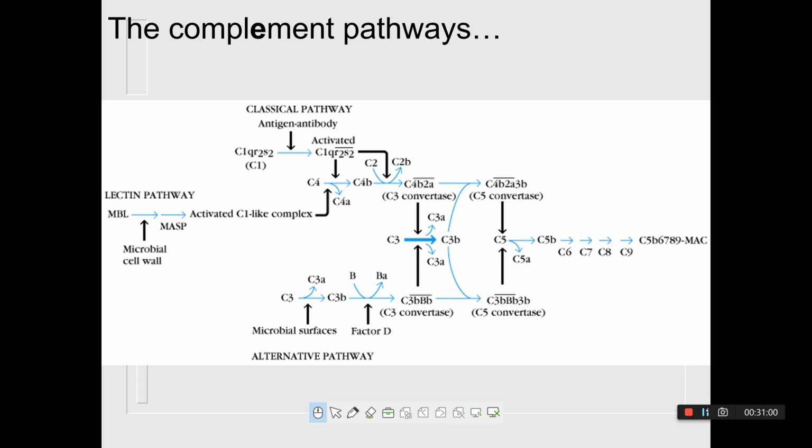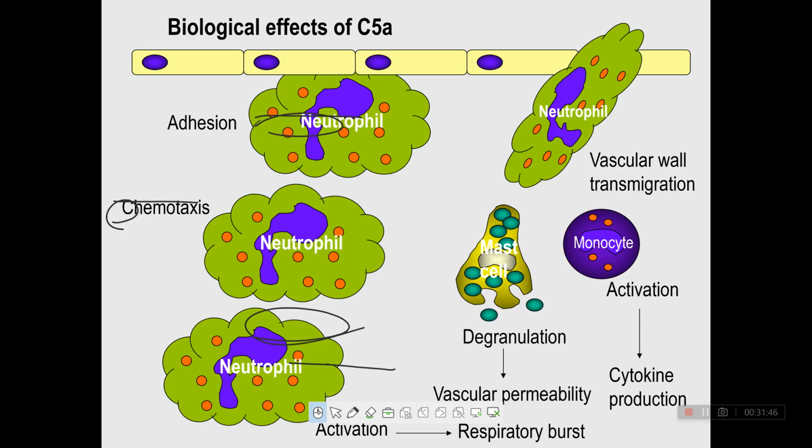Now the complement pathway. See, this is the combination of all the complement pathways. This is the lectin pathway, this is the classical pathway, and this is the alternative pathway. In the lectin pathway, MBL is used. In the classical pathway, antigen antibody is used, and in the alternative pathway, microbial surface is used. So remember all these pathways. The most important thing in the complement system is the pathway. So in the lectin pathway, mannose binding lectin is used, that is on the microbial cell wall. In the alternative pathway, microbial surface is used and factor D is used, and in the classical pathway, antigen antibody complex is used. Okay.